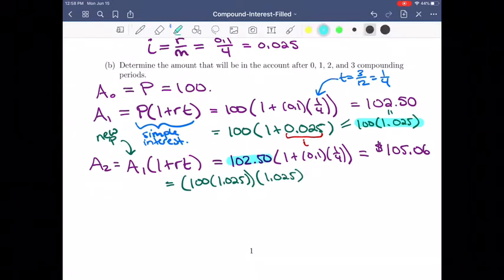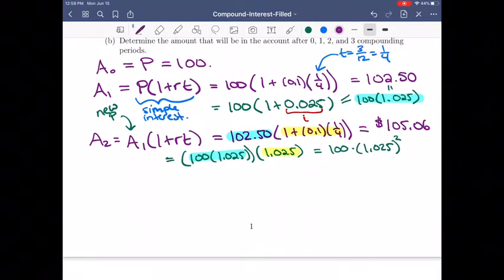So this is this part, and this is this part. What we see is I actually get 100 times 1.025 to the power 2, because there's 2 of them multiplied together. So finally, I'm trying to get a pattern here.